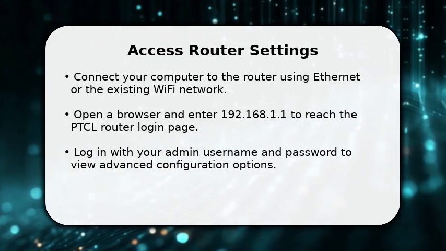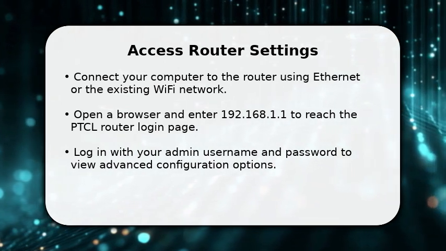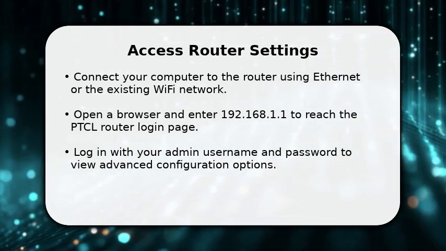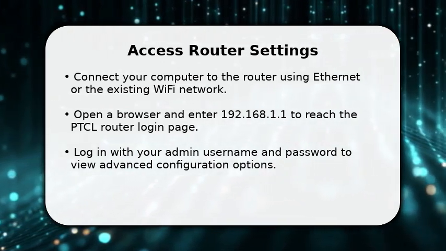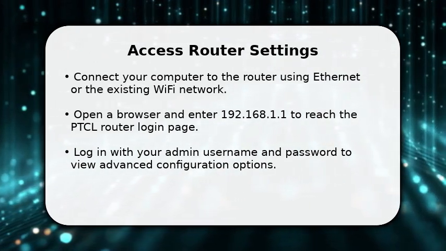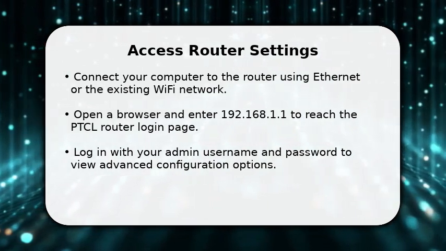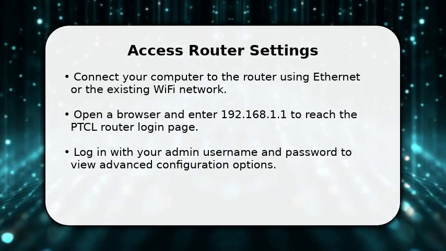Open a web browser and enter 192.168.1.1 to reach the Ptcl router login page. If that address fails, try 192.168.0.1 or check the sticker on the router. Log in with your admin username and password to view advanced configuration options.